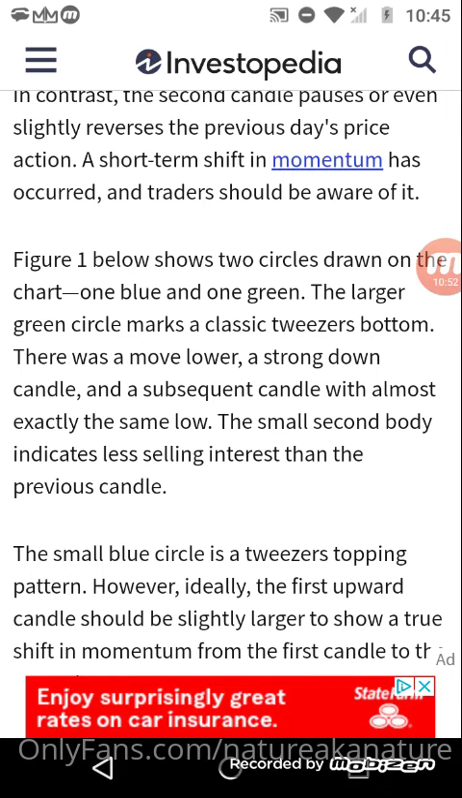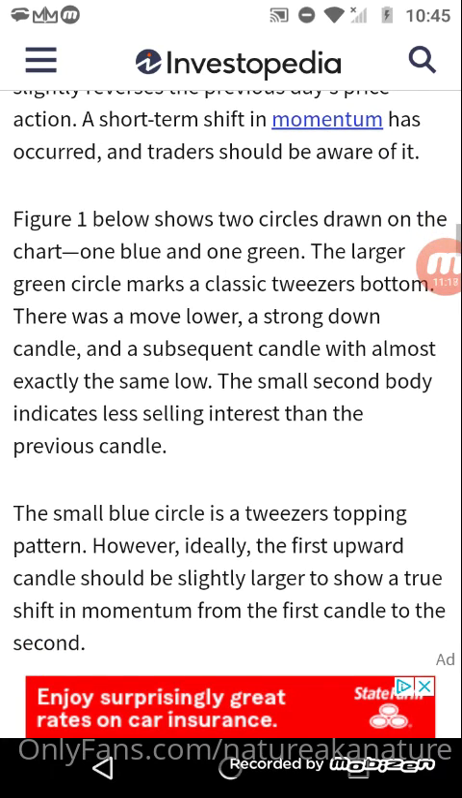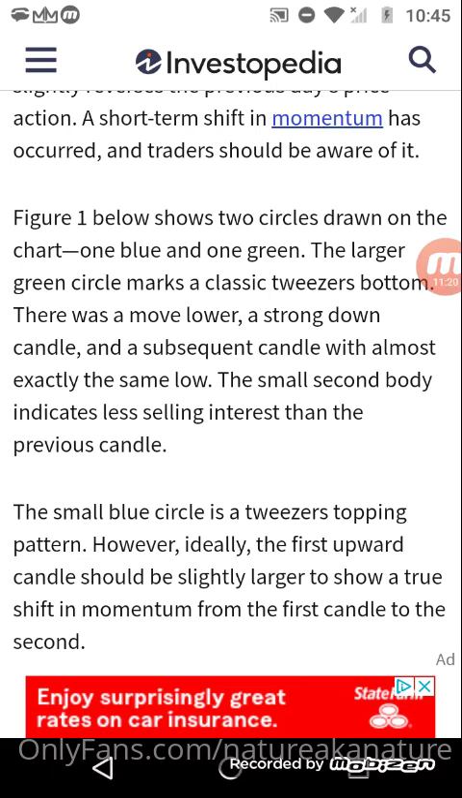So this is a picture of a tweezer bottom, and it's a reversal pattern. So the tweezer bottom and the tweezer top. We already went over bearish and bullish engulfing patterns.